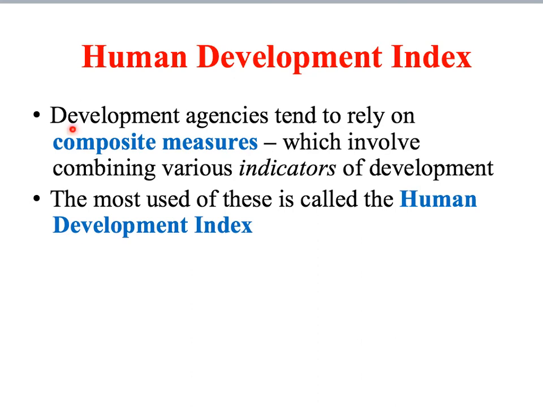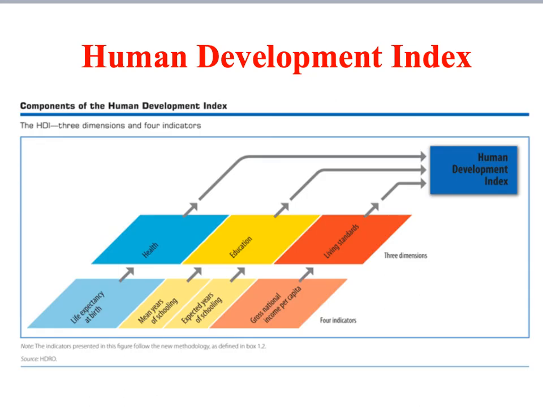Now, big development agencies such as the United Nations tend to rely not on a single measure of development, but on what we call composite measures of development. These are measures of development that combine various types of measurements, various types of indicators. And the most used composite measure of development is something called the Human Development Index. So the Human Development Index, which is published by the United Nations, focuses on 3 dimensions of development.